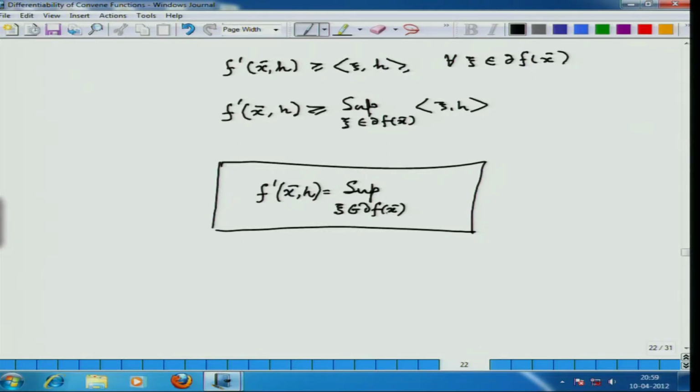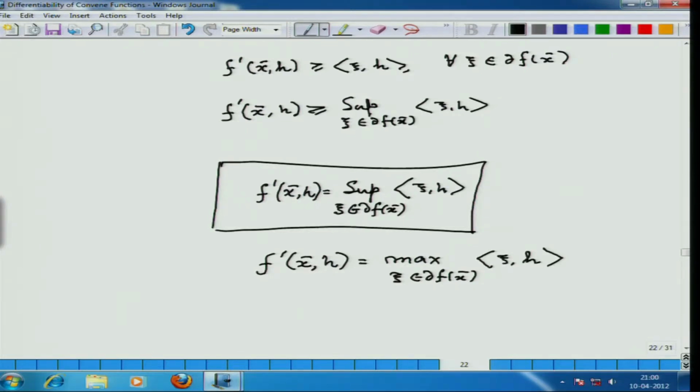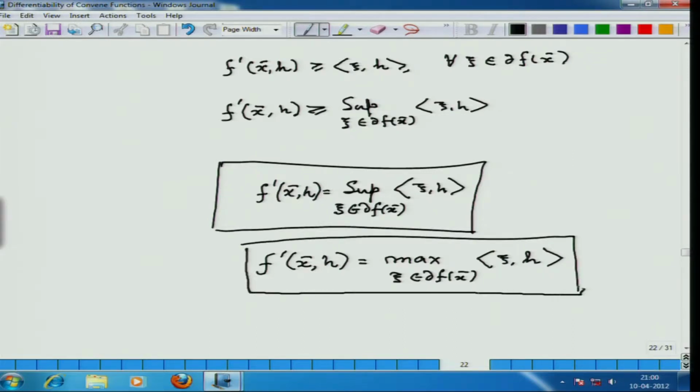Now, because this is a compact set for a given x bar and this being a linear function, one can also write this as max. So, through this dual nature, this is how truly the directional derivative is linked with the subdifferential. This is one of the most important and far reaching formulas in convex analysis and has many applications.